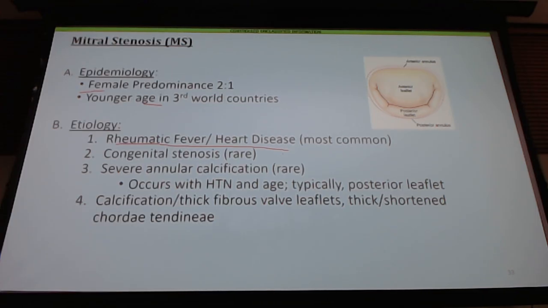Now in industrialized nations, rheumatic heart disease drops down on this list, and now you're maybe thinking about calcifications, annular calcifications, so kind of chronic changes, which is going to be a much older population that's experiencing this.